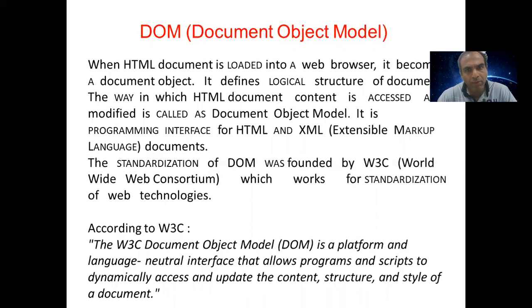So it is a programming interface for HTML and also XML. HTML means hypertext markup language, and XML, extensible markup language. Now there is also WML, wireless markup language. So DOM is a programming interface, an API, application programming interface. Standardization of DOM was done by W3C. This is an organization of all the web developers. W3C is the World Wide Web Consortium, which works for standardization of web technology.